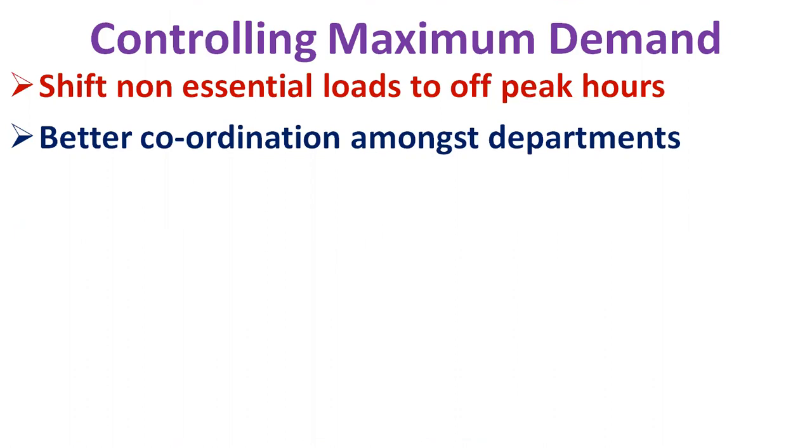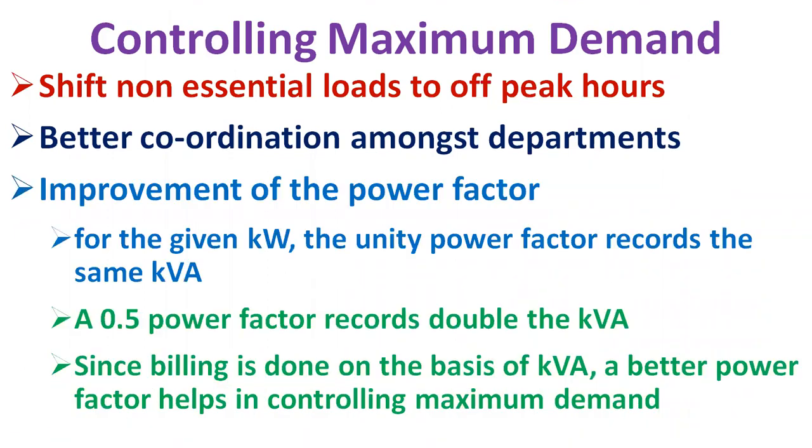Better coordination amongst departments. For example, in a cement plant where mines work only from sunrise to sunset, the colony water pumps, water treatment plants, etc., can be run only during sunset to sunrise. Next, improvement of the power factor gives great relief to maximum demand. This is because for the given kilowatt, the unity power factor records the same kVA, but a 0.5 power factor records double the kVA. Since billing is done on the basis of kVA, a better power factor helps in controlling maximum demand. The above methods indicated are dependent on manual systems and hence are not reliable.